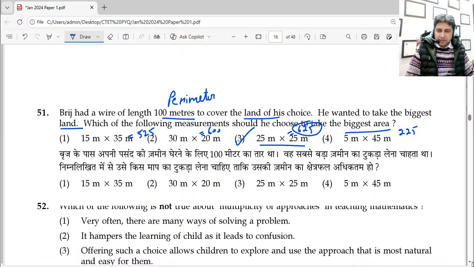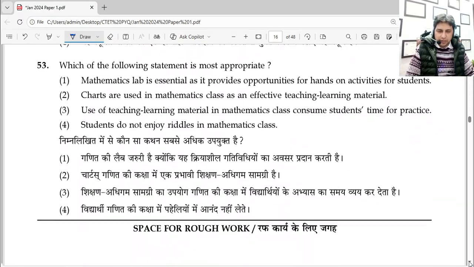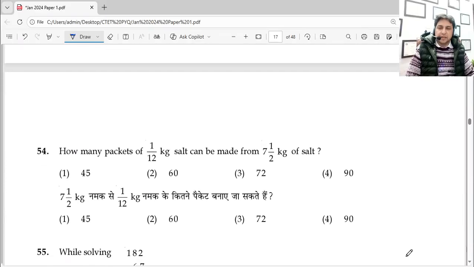Let's go to the next one. Again a theoretical one. Theory. Okay, here again the practical one.